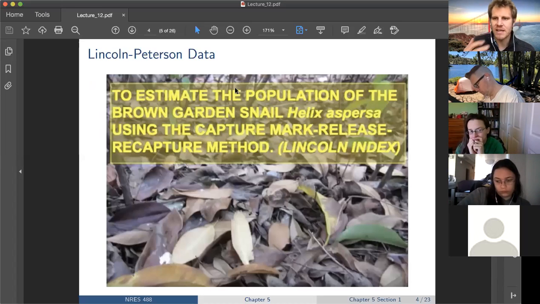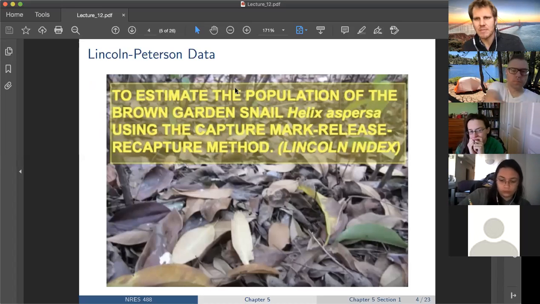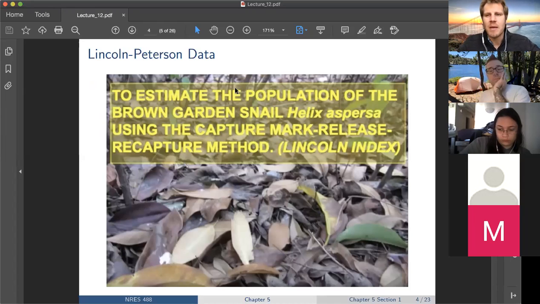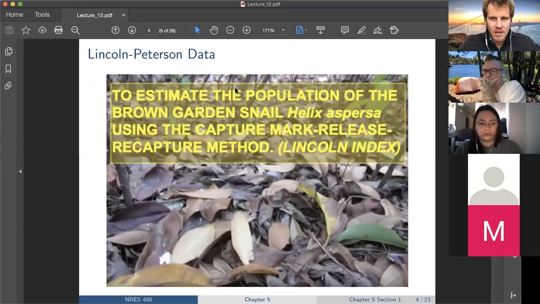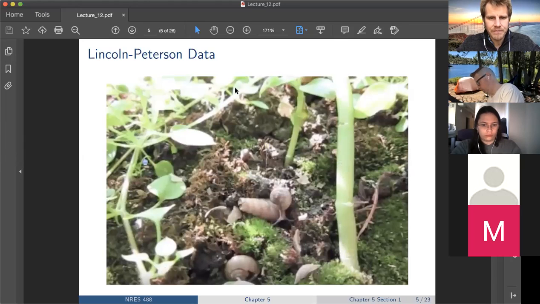So here's an example that's posted on the web, a popular example demonstrating how we use mark-recapture to estimate abundance. We have a population of garden snails in a relatively small garden. We want to know how many there are. They're sometimes hard to find, so we can't count them all. We can't do things like distance sampling, but we want to get some idea, so we're going to use mark-recapture methods. Here are the snails.